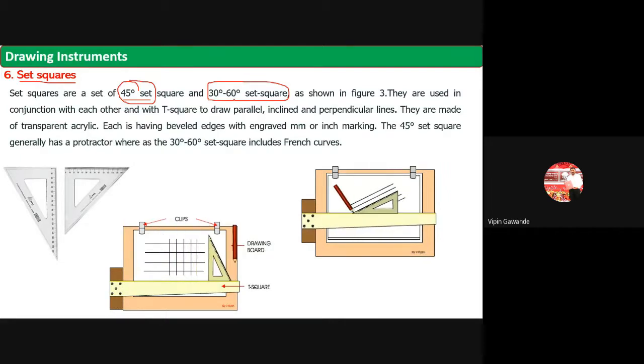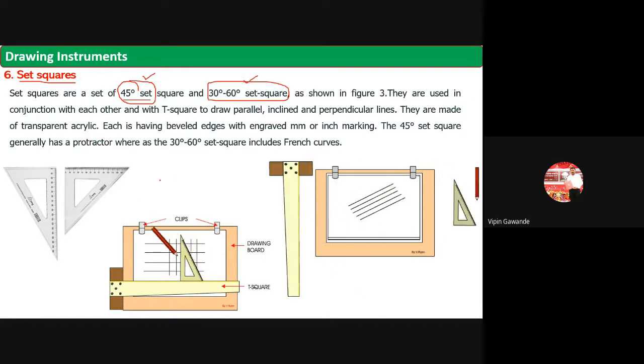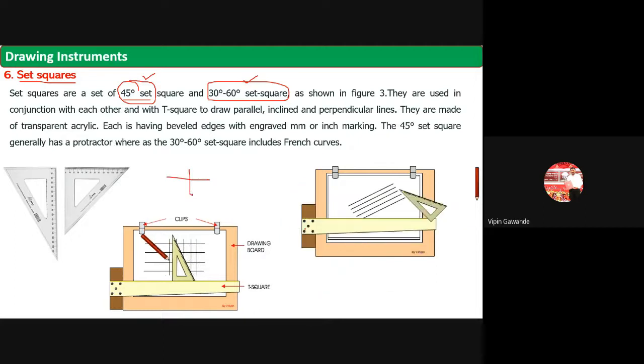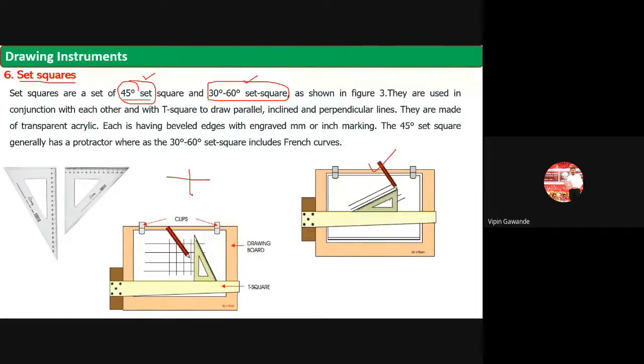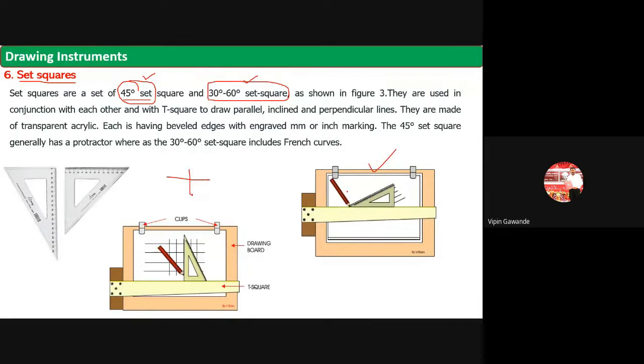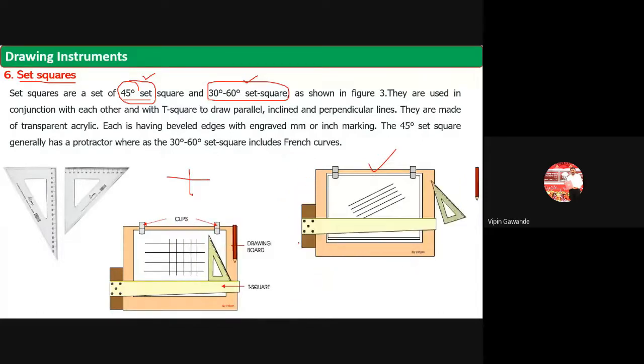The 30-60 degree set square. So there are two types of set square. One is 45 degree, and another one is the 30-60 set square. These two set squares we have to use along with the T square to draw horizontal lines, vertical lines, and at the same time inclined lines also. That is possible only using the combination of the T square and the set square. Using the T square we can't draw the inclined lines.